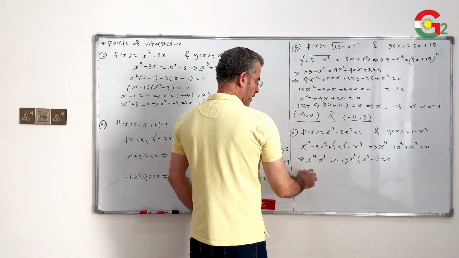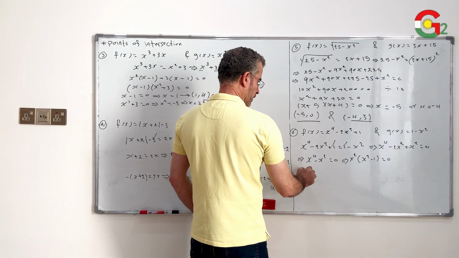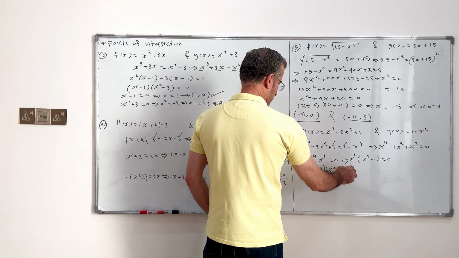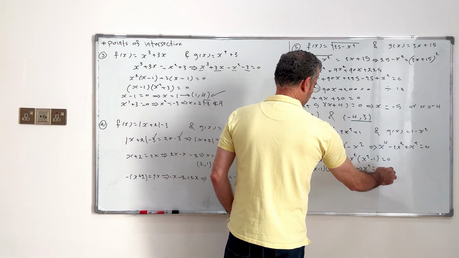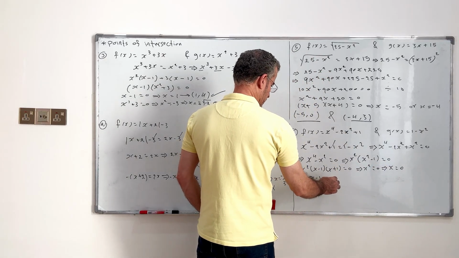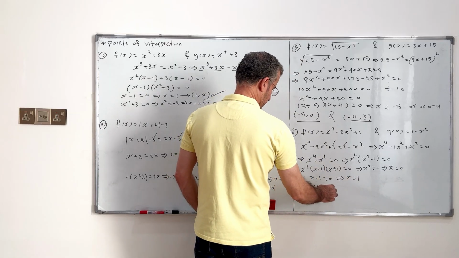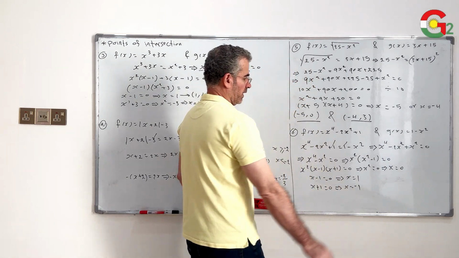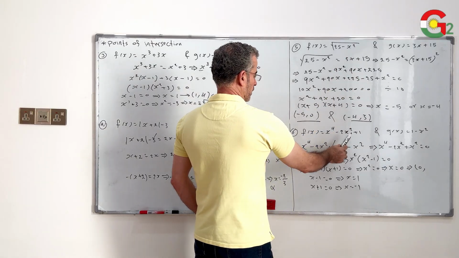Then I'll get 3 points of intersection. x squared, difference of 2 squares. Then either x squared equals 0, then I get x equals 0, or x minus 1 equals 0, then I'll get x equal 1 from this bracket, or x plus 1 equals 0, then I'll get x equal negative 1. To find the y coordinate, substitute 0 here or here.